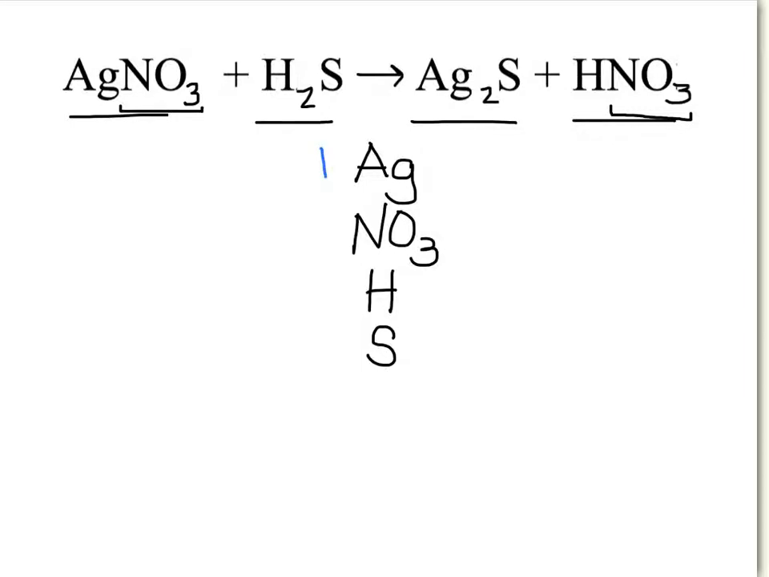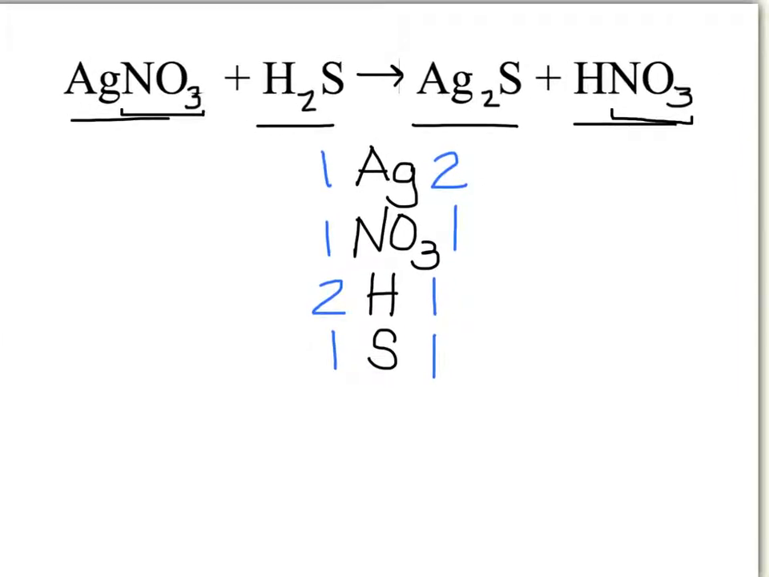So we have 1 silver on the left. We have 1 nitrate, 2 hydrogens, and 1 sulfur. On the right, we have 2 silvers. We have 1 nitrate, 1 hydrogen, and 1 sulfur. All right, so now we're ready to start balancing. So we want to look for something that's not the same on both sides, and that's pretty easy. That's going to be our silver.